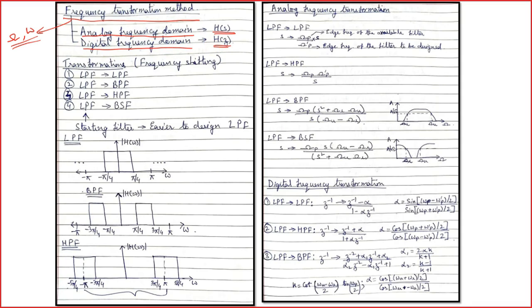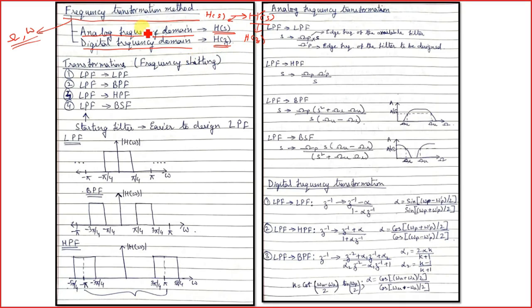If you do the transformation in the H(s) domain, what happens? You will be given H(s), then you will be transforming it to another domain, say H'(s), and then you will apply a transformation, either bilinear transformation method or impulse invariance method, whatever method you want to apply, to get into H(z), or the digital domain.